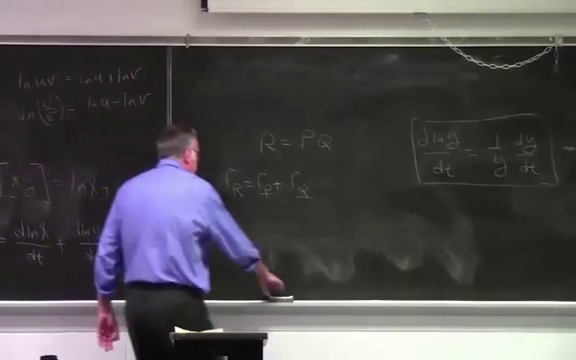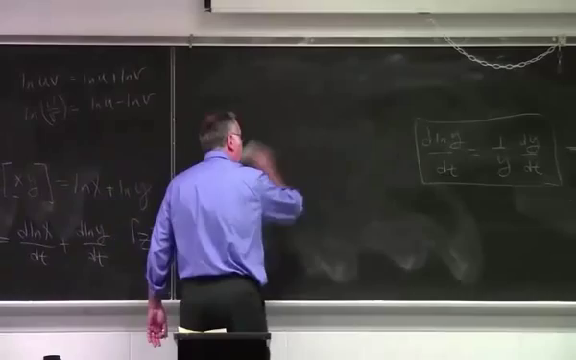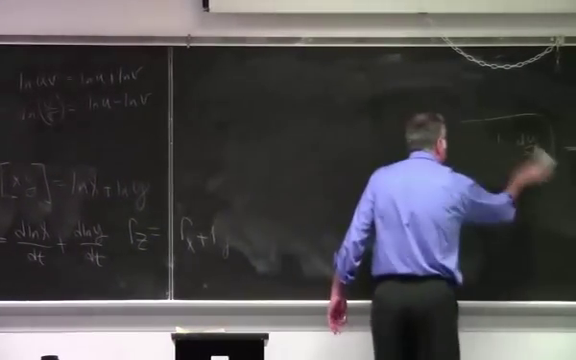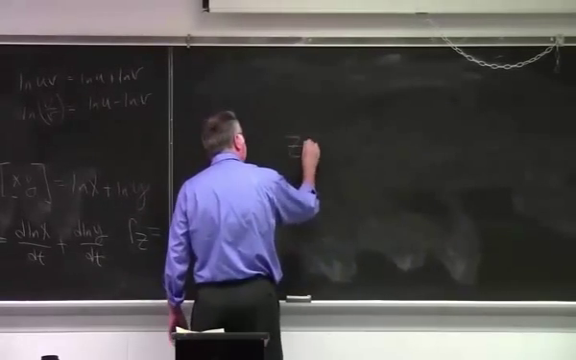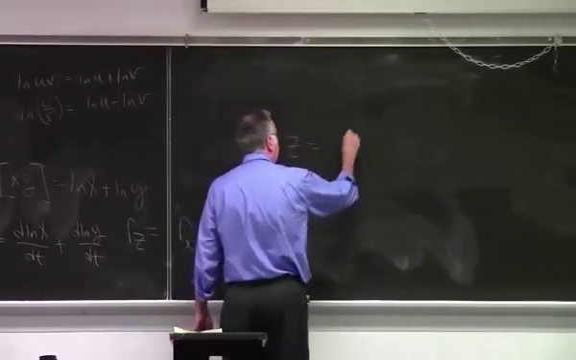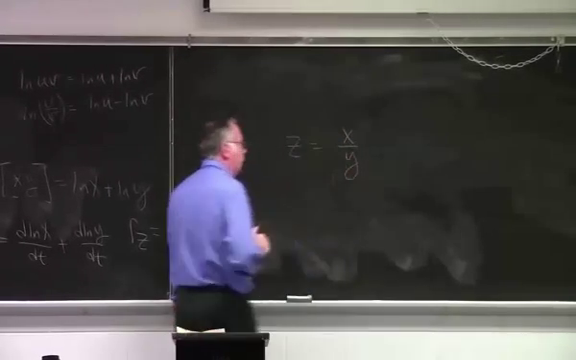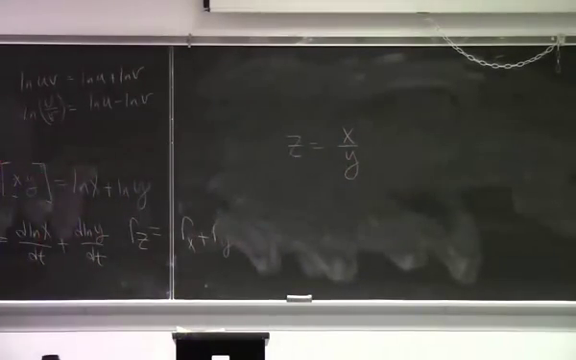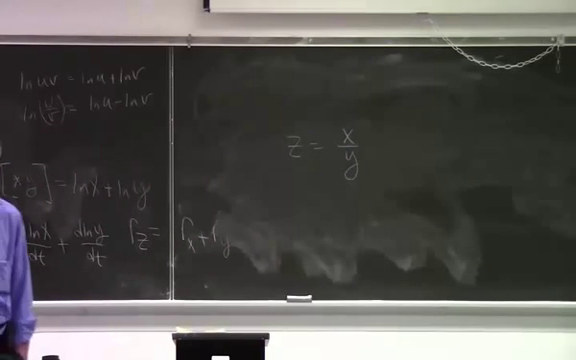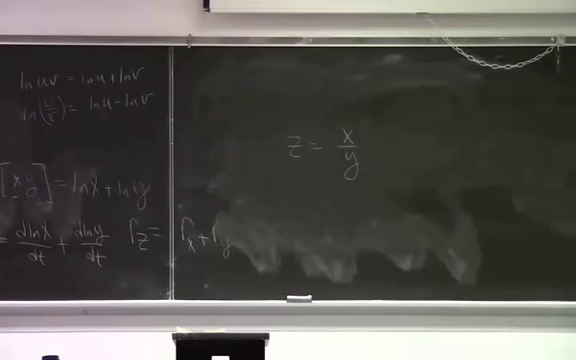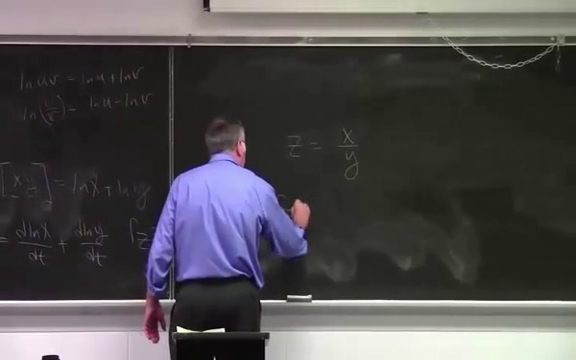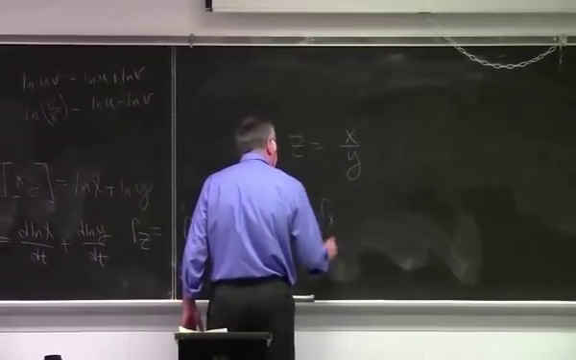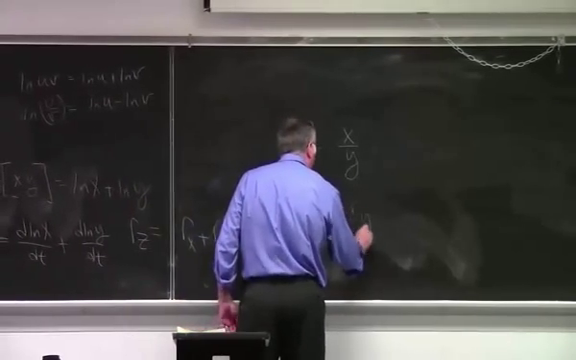Another illustration. Suppose we have z equal to x over y. What's the relationship between the growth rates in these three variables? Jay? Exactly right. The growth rate of z is equal to the growth rate in x minus the growth rate of y.